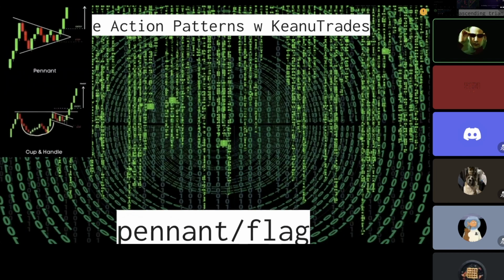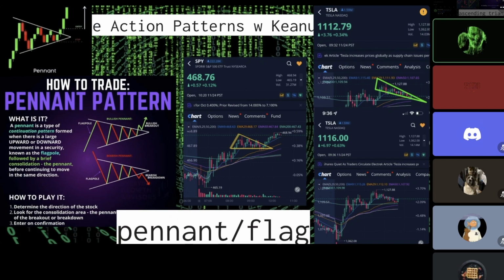So here's another little flag. It's just called, this is a flag, pennant or bull flag, or there's flags or pennants, okay? They are not always perfect. As we see in the middle there, it's a little bit crooked.